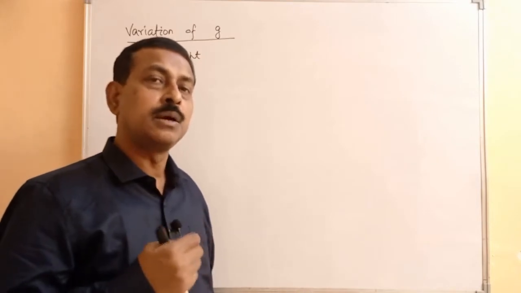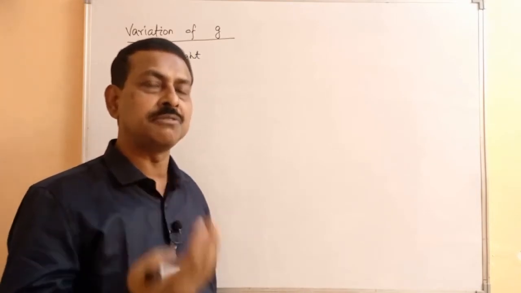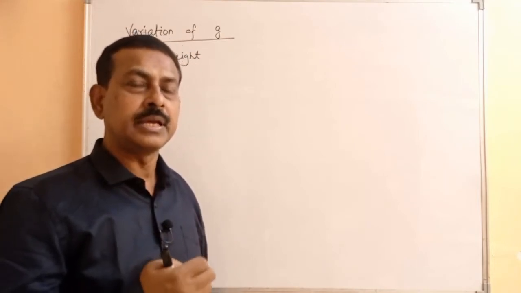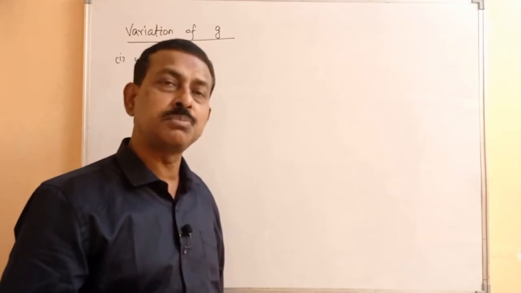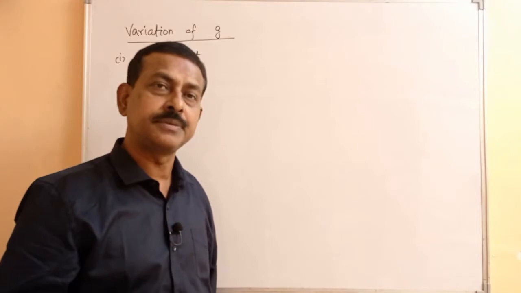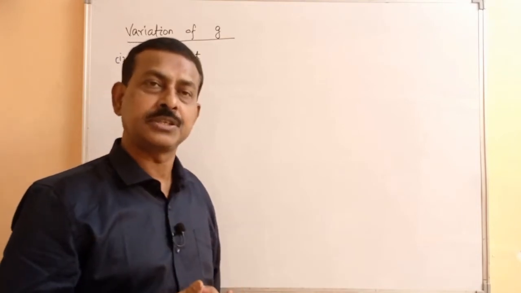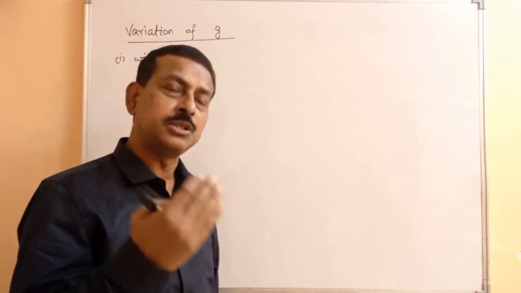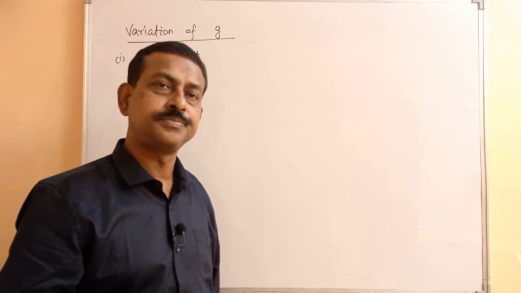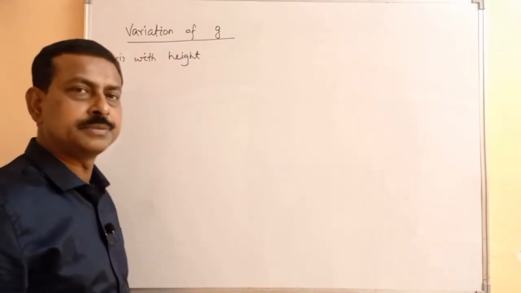Now let's take variation of g. How does acceleration due to gravity vary? It varies with height, it varies with depth, it varies due to non-spherical shape of the Earth. So from point to point on the surface of Earth, it will be different. And it also varies due to latitude effect or due to rotation of the Earth about its axis. So let's take first variation of g with height.